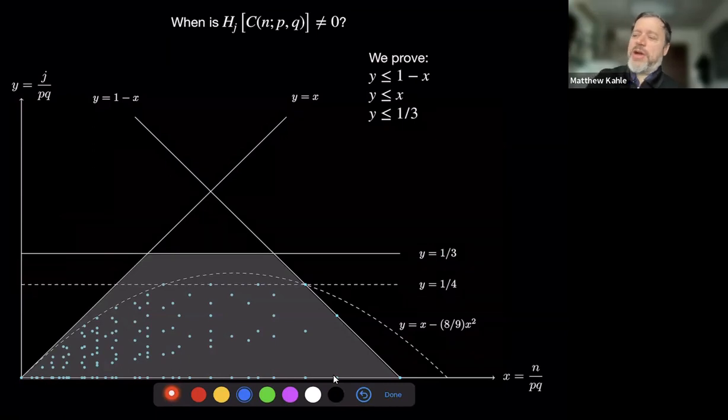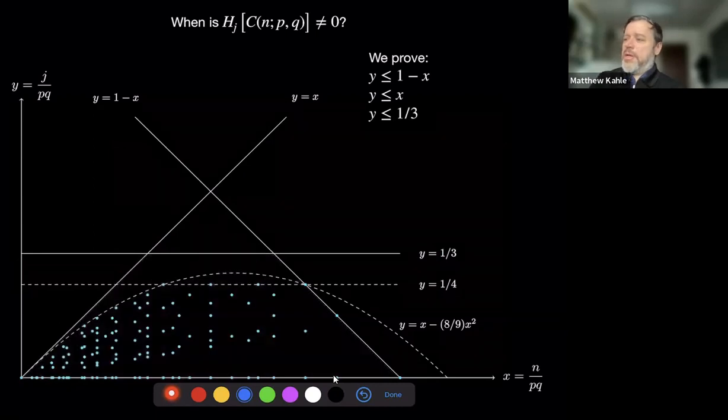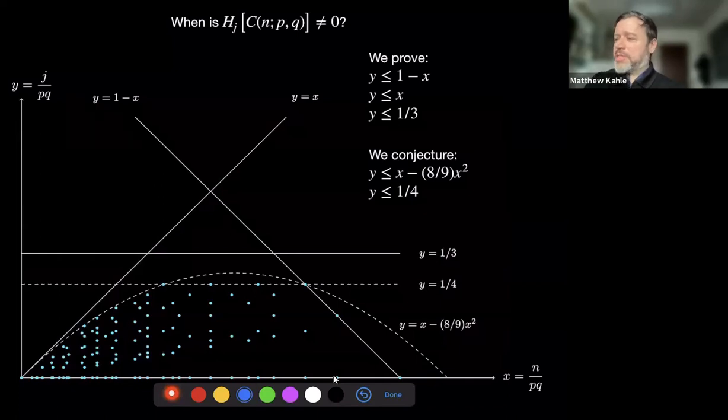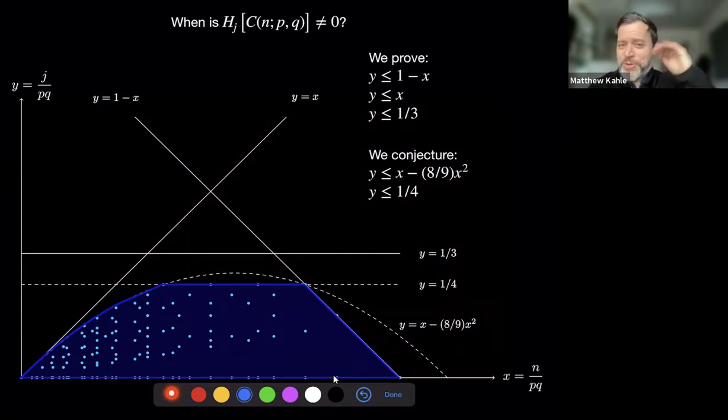In other words, what we're really showing is if you're outside that trapezoid, then homology is trivial. That trapezoid is cut out by 3 inequalities: y is less than or equal to 1 minus x, y is less than or equal to x, and y is less than or equal to 1/3. We think that can be improved a bit. First of all, y less than or equal to 1/3 can be improved to y less than or equal to 1/4.